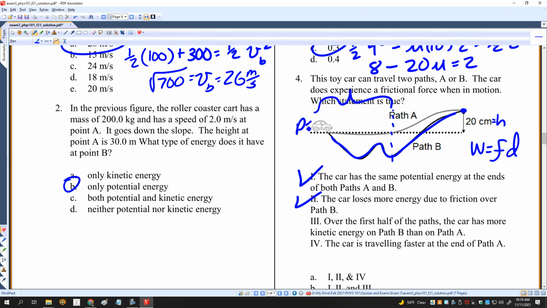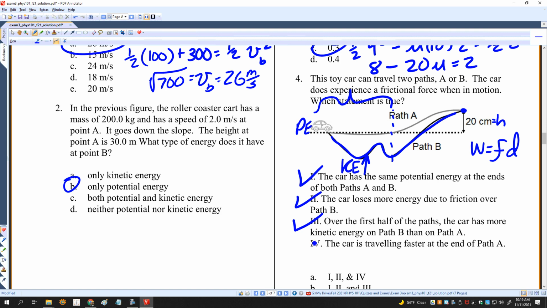It has a certain amount of potential energy here, and then as it goes down, that potential energy declines, but my kinetic energy goes up. So since path B has a lower height along this first half, it is going to have more kinetic energy, so that's correct. And the car is traveling faster at the end of path A.